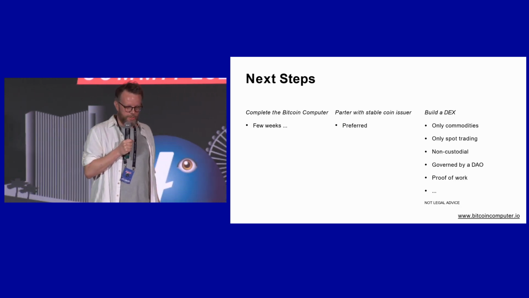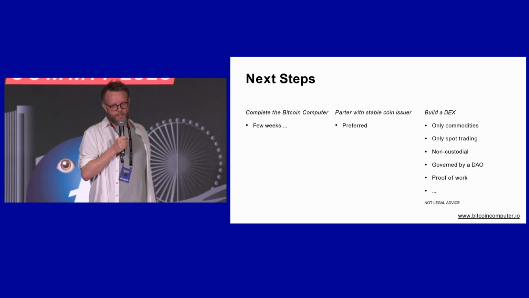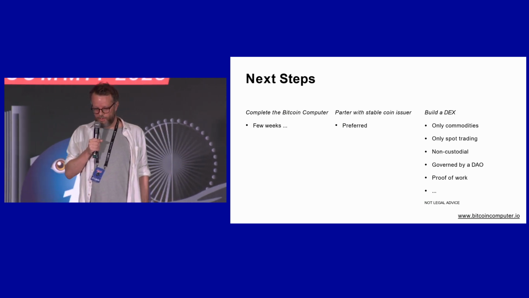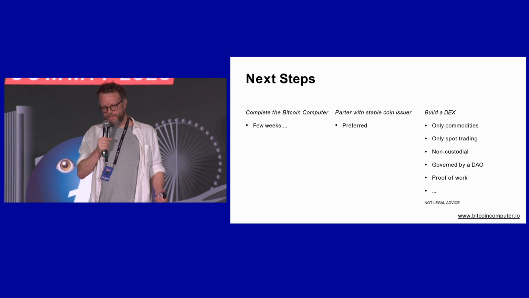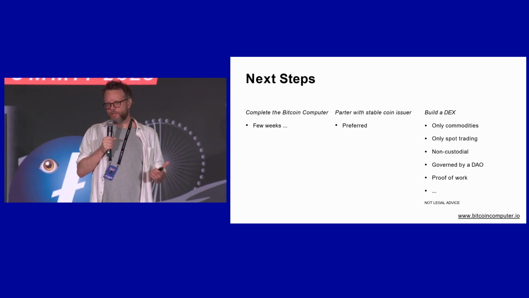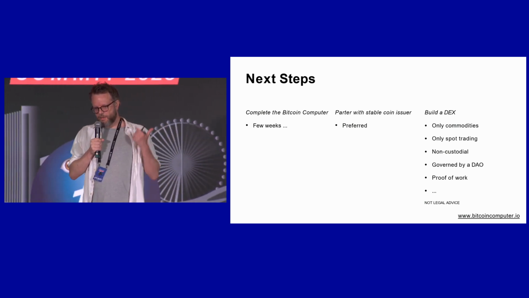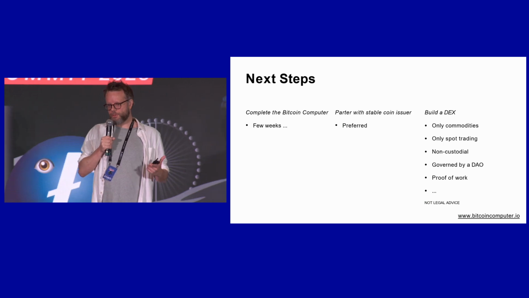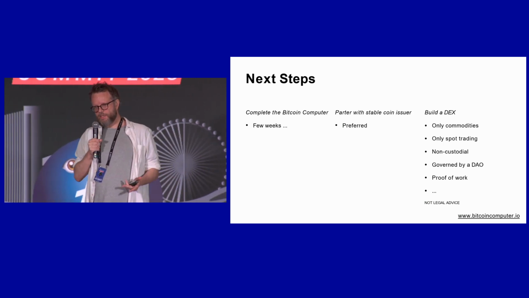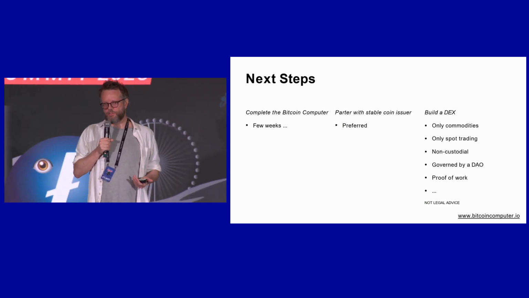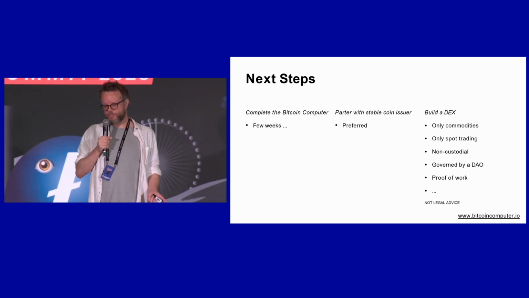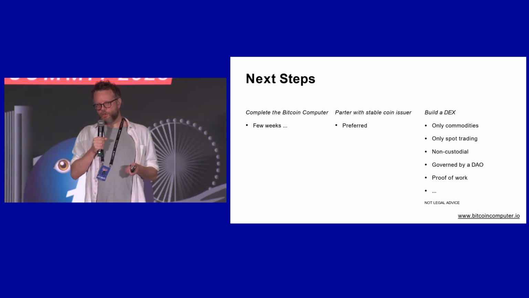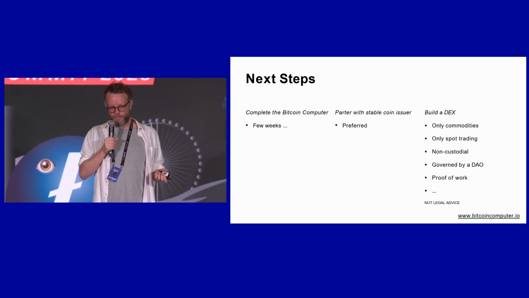And alternatively, we can build a DEX, which is a bit of a regulatory headache, but the basic strategy would be that the DEX should list only commodities so that you're regulated by the CFTC. You do only spot trading, so you don't need to register with the CFTC. You keep everything non-custodial and decentralized, so you don't need to worry about money transmitter licenses. And then you need to make sure that the issuance of the token is decentralized. And so we all know that the best way to do that is proof of work.